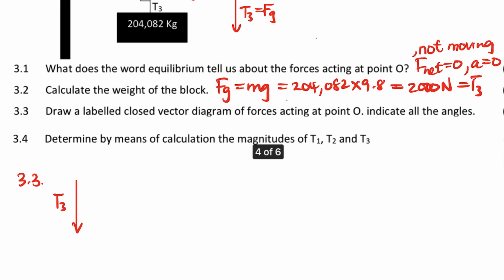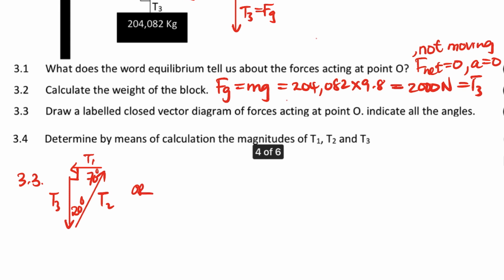Before that, let me start with T2, T1. If I draw T1 like that, followed by the gravitational force, which is T3, and then there will be T2, sorry for that. Then this angle will be 70, and this will be 90. If this is 90 and 70, then this one will be 20 degrees.